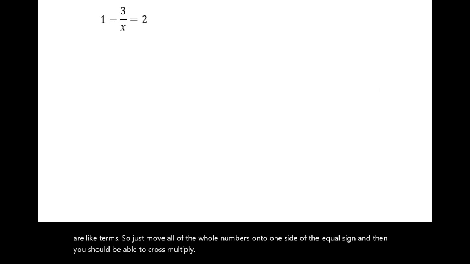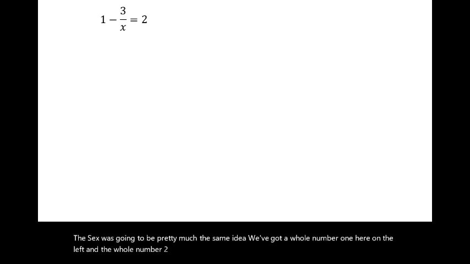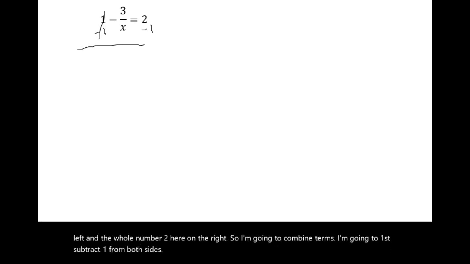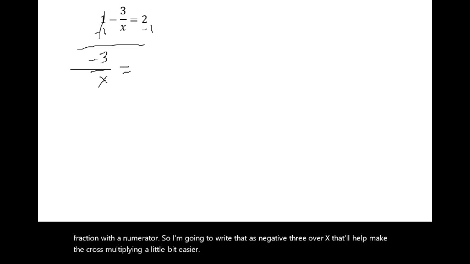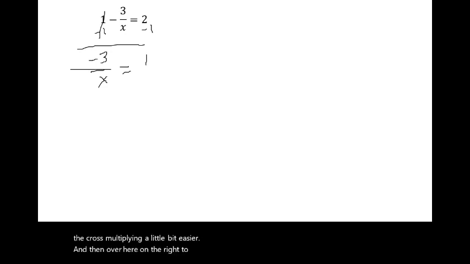This next one's going to be pretty much the same idea. We've got a whole number 1 here on the left and the whole number 2 here on the right. So I'm going to combine like terms. I'm going to first subtract 1 from both sides. Another thing that I'm going to do is put that negative that is next to that fraction with the numerator. So I'm going to write that as negative 3 over x. That'll help make the cross multiplying a little bit easier. And then over here on the right, 2 minus 1 is 1.